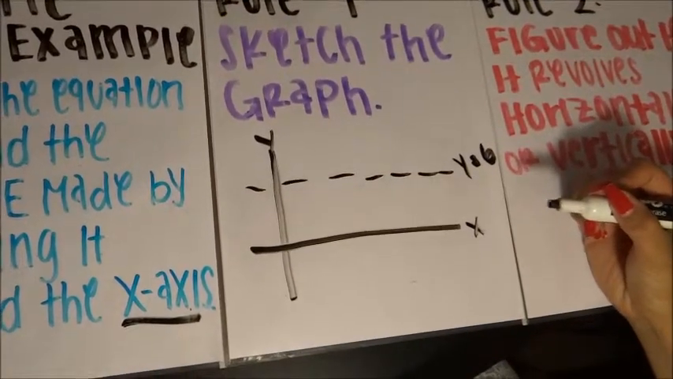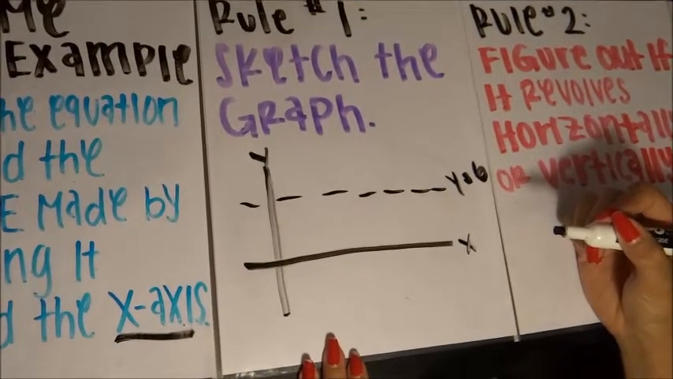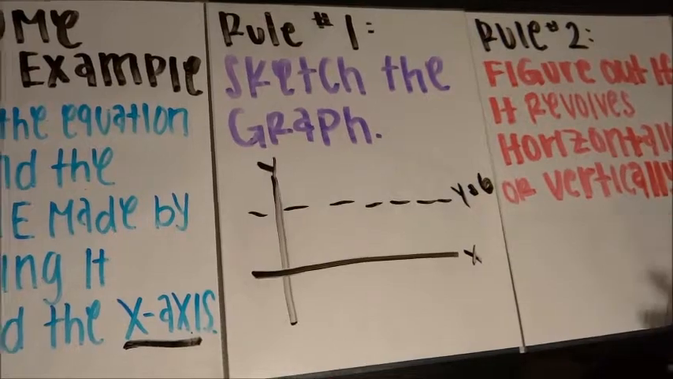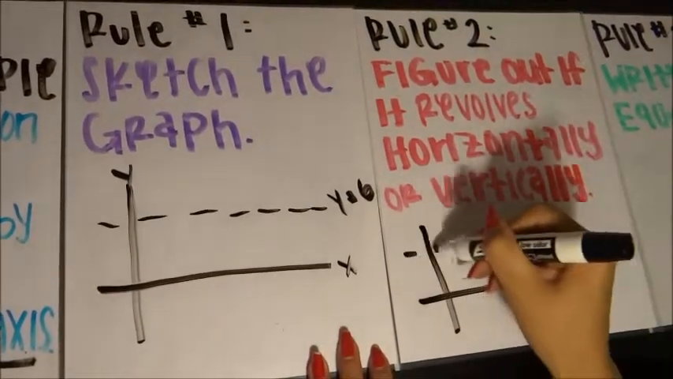Then we have to figure out if it's revolving horizontally or vertically, which in this case it's revolving horizontally because it's revolving around the x-axis.